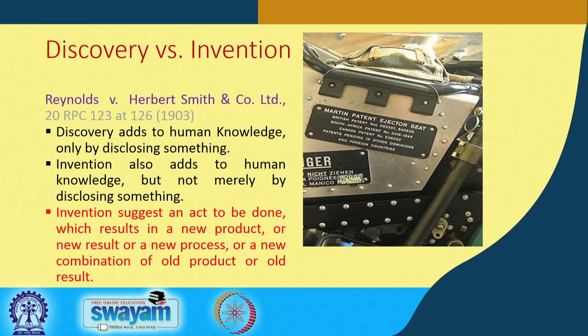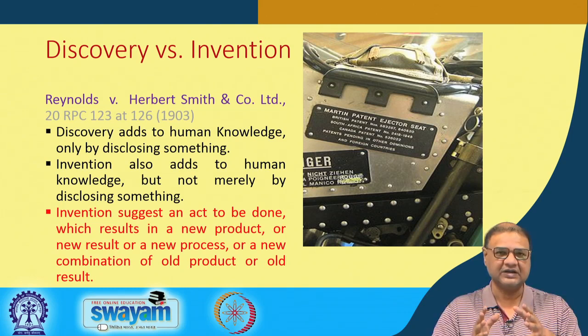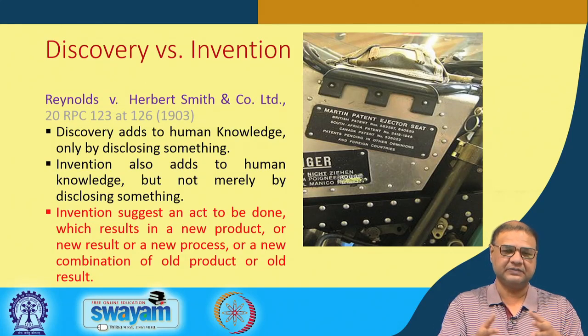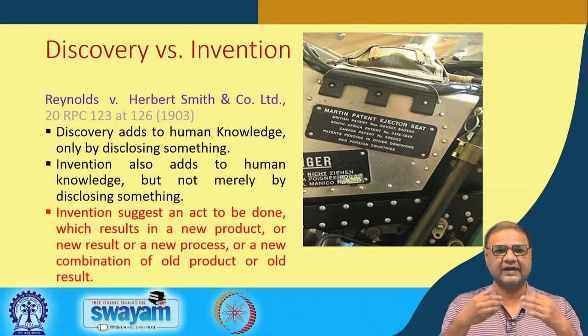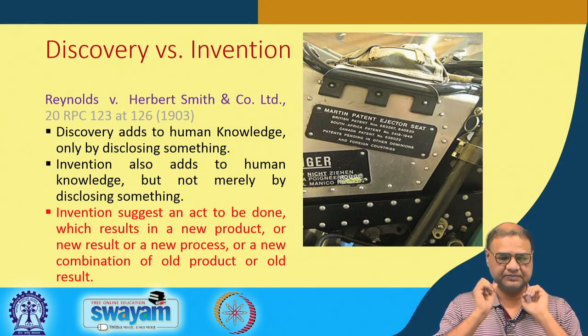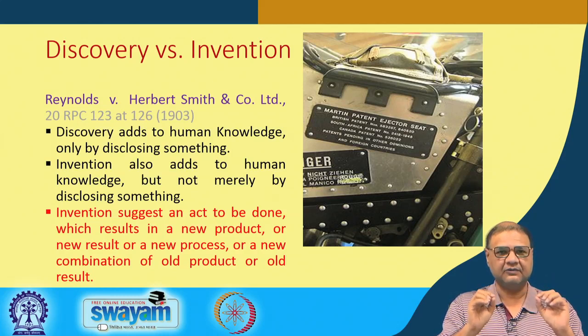So, what is the distinction? The distinction is this: a discovery is a mere understanding of a principle which is existing, and it is a disclosure of that principle. Whereas an invention is also a mechanism of disclosing something, but that disclosure does have a tangible, concrete result, which is in the form of a product or in the form of a new process.